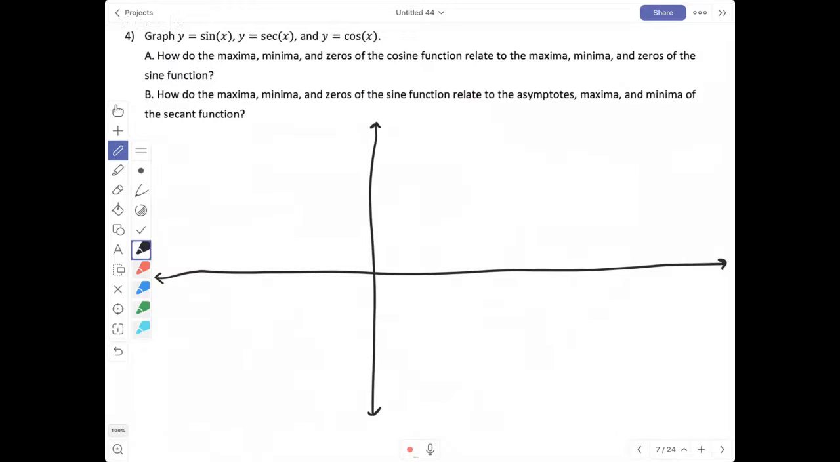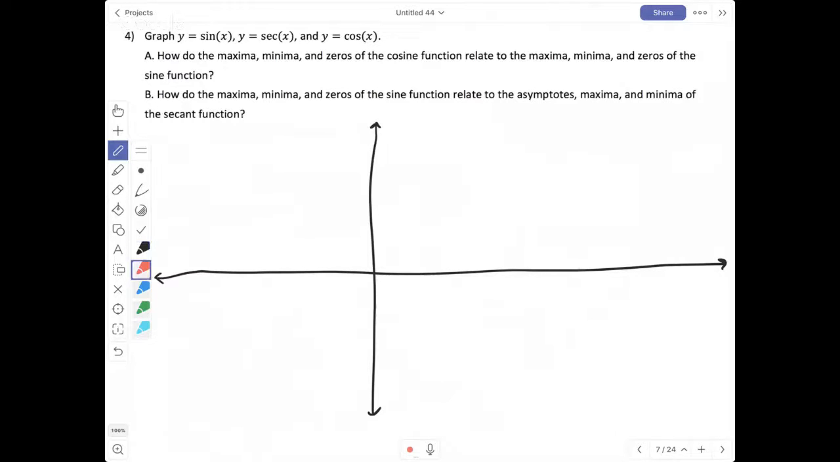Number 4, graph sine of x, secant of x, cosine of x, and connect the maximum, minima, and zeros of the cosine function with the maximum, minima, and zeros of the sine. Connect the maximum, minima, and zeros of the sine functions with the maximum, minima, and zeros and asymptotes of the secant function.